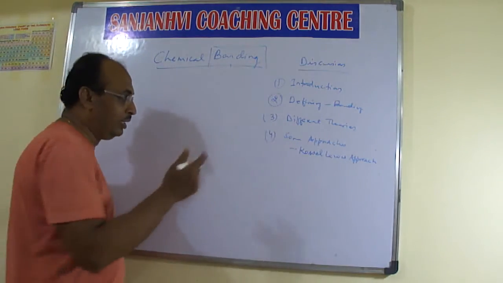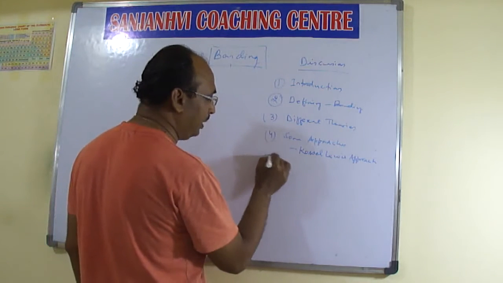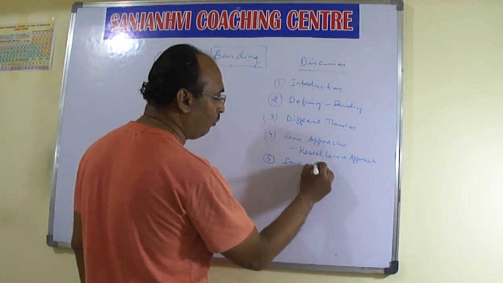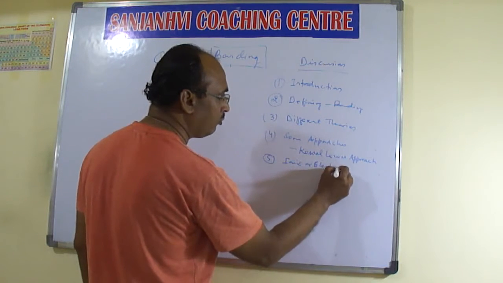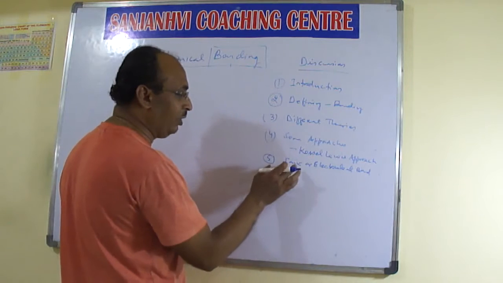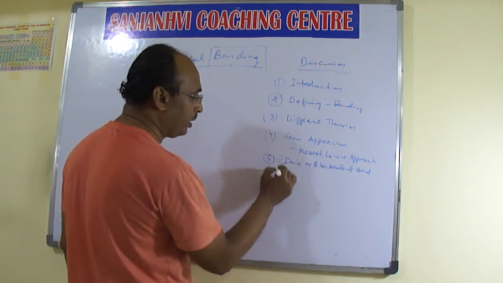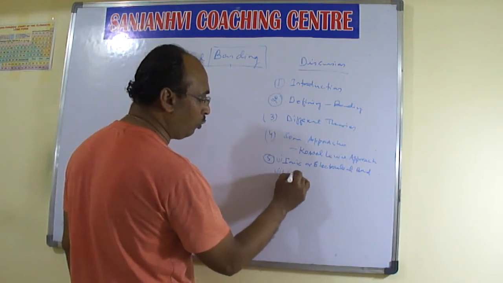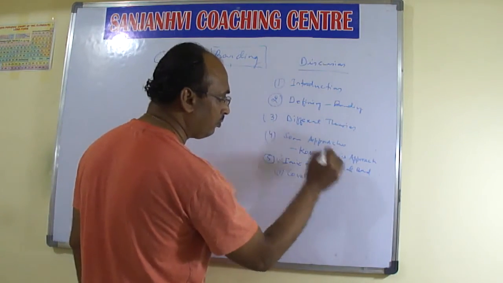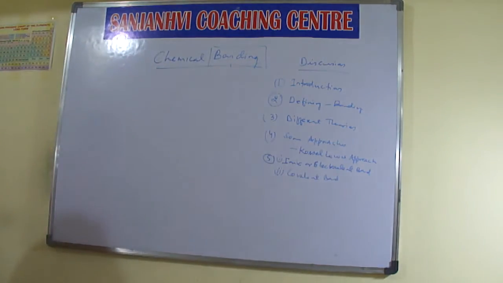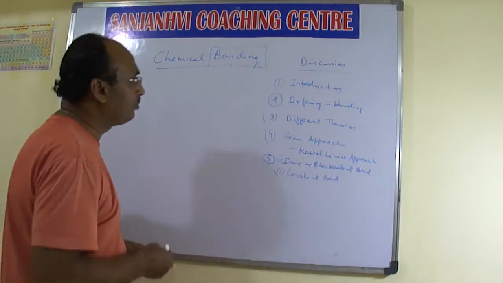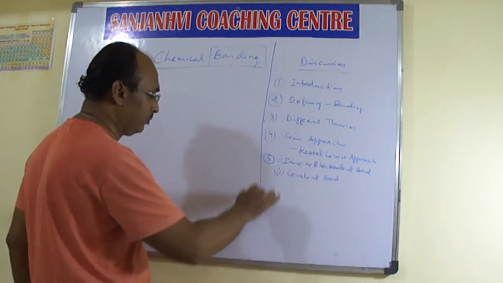Right? In that part, we will be discussing the ionic bond or electrovalent bond. This will come under the category of types of bond. Second, we will be studying the covalent bond. Our discussion will be limited to this today, particularly.